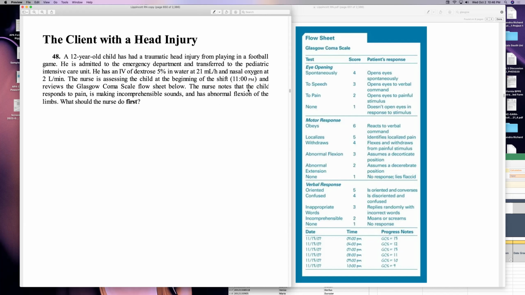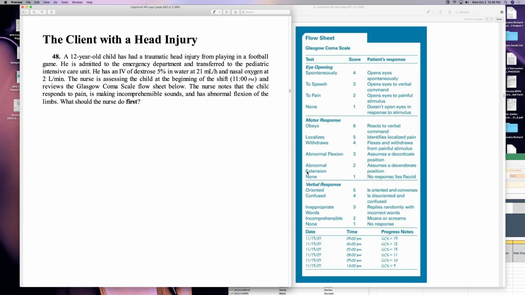So the nurse notes that the child responds to pain. So for eye opening, what score would you give them? If they respond only to pain? It is 2. Very good. Eye opening to pain, 2. Okay, next up is they make incomprehensible sounds.